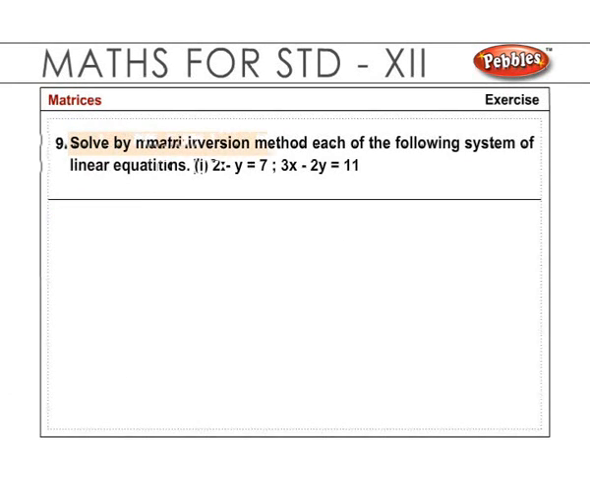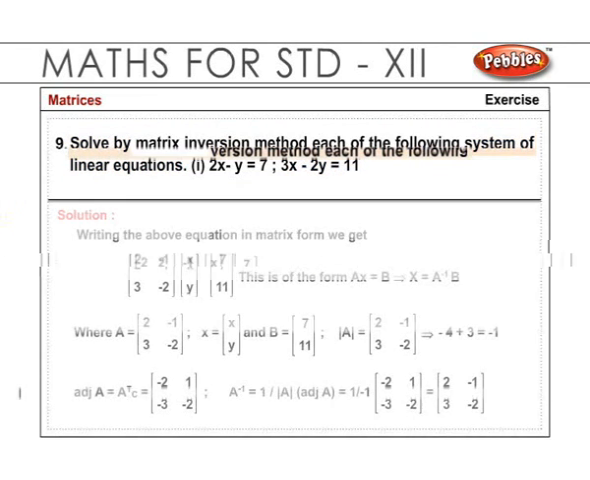Solve by matrix inversion method each of the following system of linear equations. 2x minus y is equal to 7.